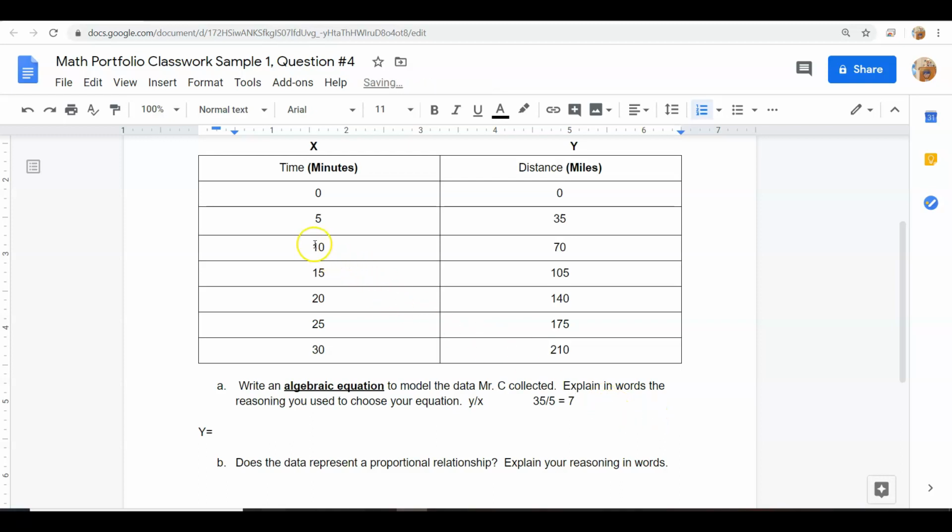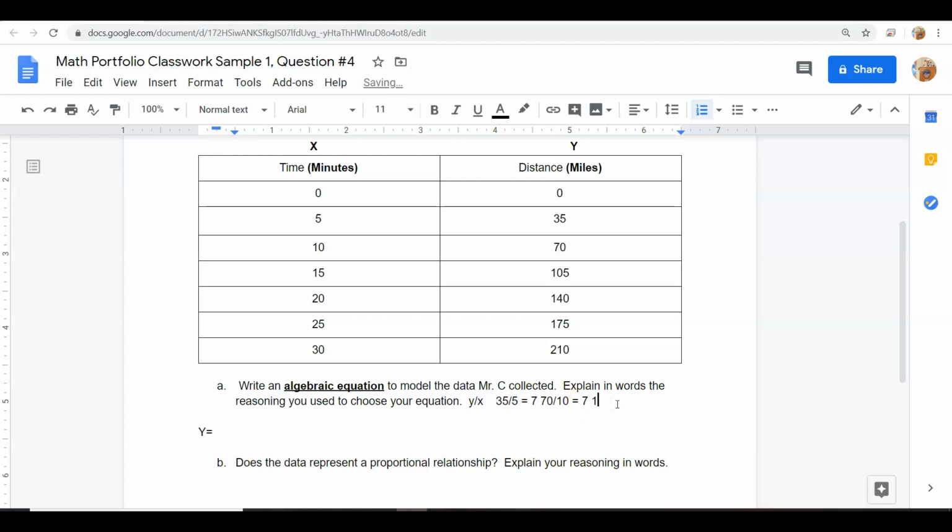Let's see if the other ones hold true. Because if you remember that word proportional from the prior lesson, we need these values, these coordinates, each row in the chart to be equal to each other. So if 35 divided by 5 gives me 7, then another one should give me 7. So I'll take 70 and divide that by 10. That's 7. How about one more? I think we'll do one more, see if it adds up, and then we could be good with that, right?